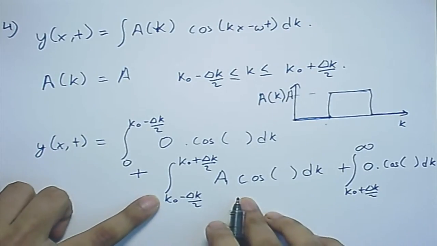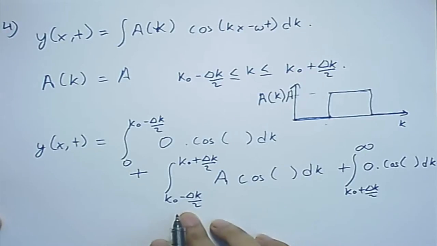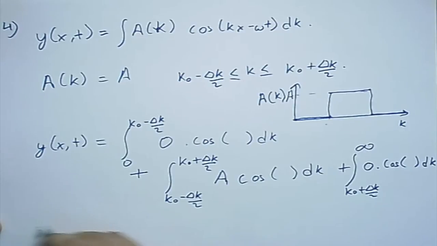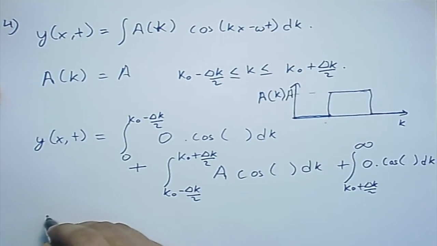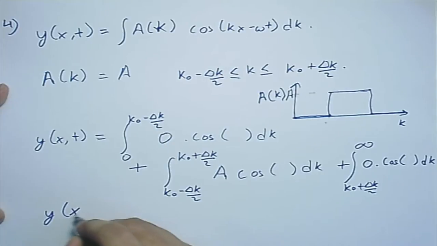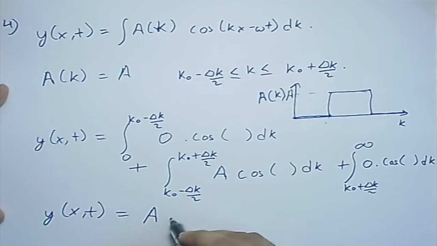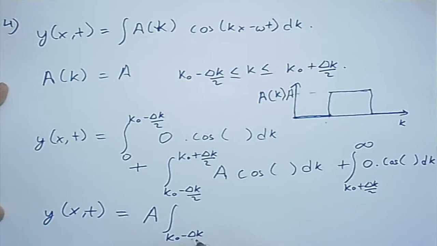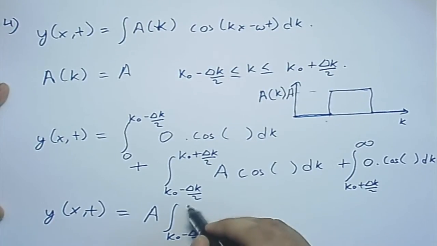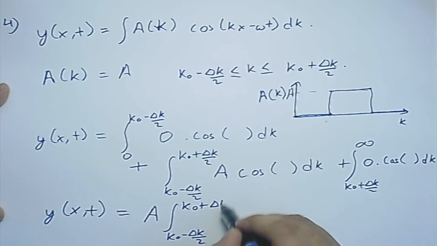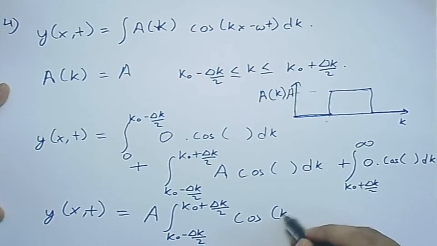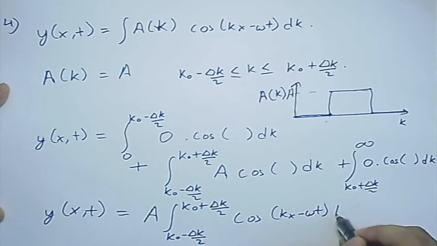We only have to evaluate this one integral over here in the range from k naught minus delta k over 2 to k naught plus delta k over 2. So the displacement y of x comma t would be equal to A times the integral from k naught minus delta k over 2 to k naught plus delta k over 2 of cos of kx minus omega t times dk.